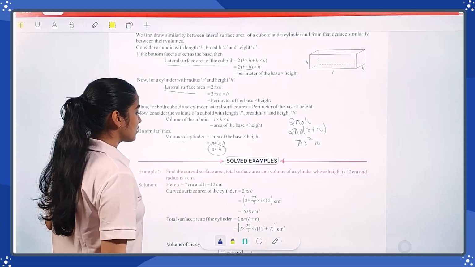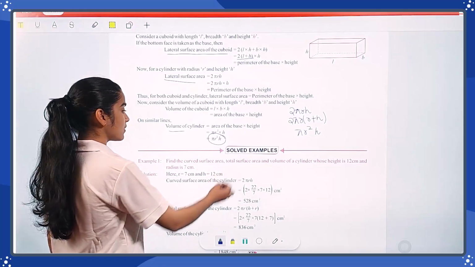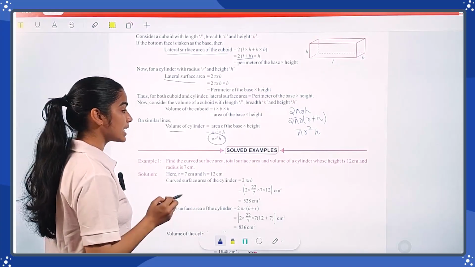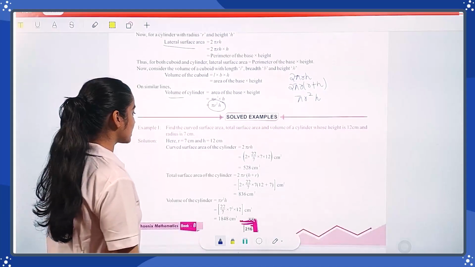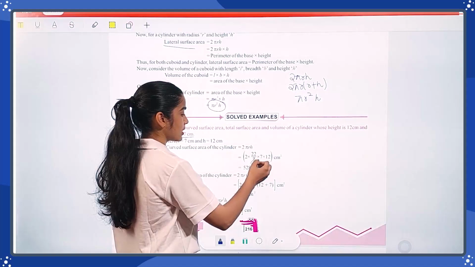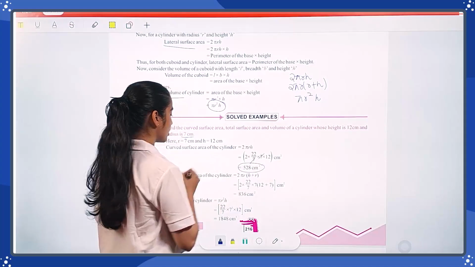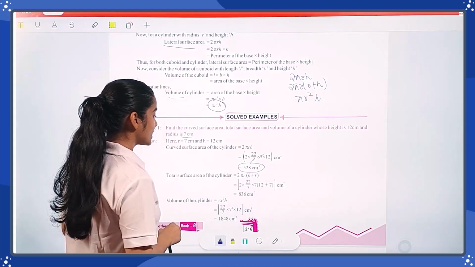So find the curved surface area, which means lateral surface area, total surface area and volume of a cylinder whose height is 12 centimeter and radius is 7 centimeter. So 2 pi r h, we have all the values. The 7 cancels with the 7 in pi. 2 multiplied by 22 multiplied by 12 gives your curved surface area, 528 centimeter square.